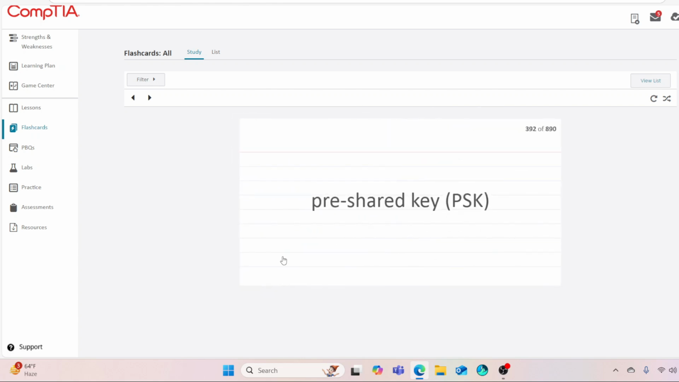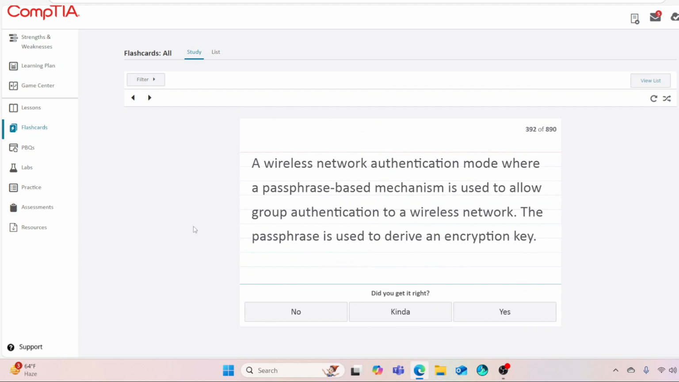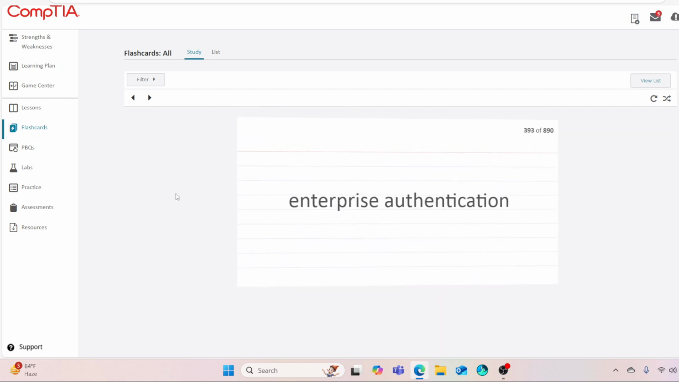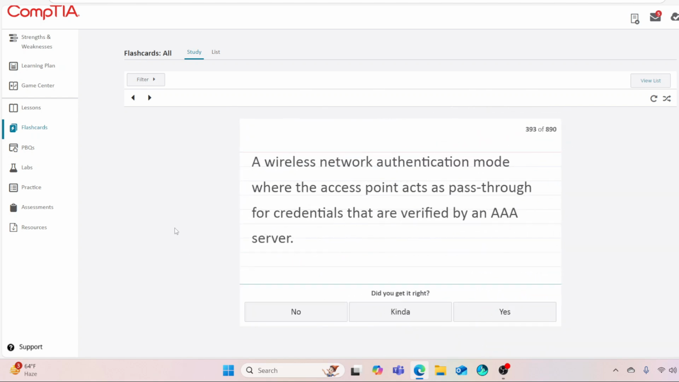Pre-shared key. A wireless network authentication mode where a passphrase-based mechanism is used to allow group authentication to a wireless network. The passphrase is used to derive an encryption key. Enterprise authentication. A wireless network authentication mode where the access point acts as a pass-through for credentials that are verified by an AAA server.